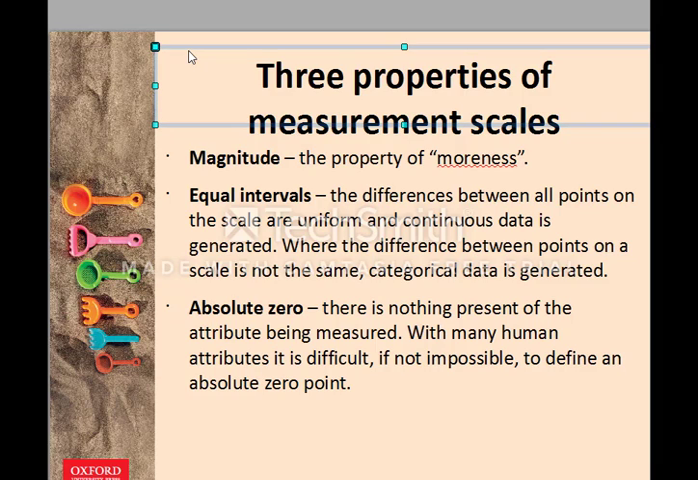So that's the other thing. Measurement scales can have absolute 0. So a ratio scale can have an absolute 0. Then there's nothing present of the attribute being measured. With many of our human attributes, though, it's almost impossible to have an absolute 0 point. Okay? Does that make sense?